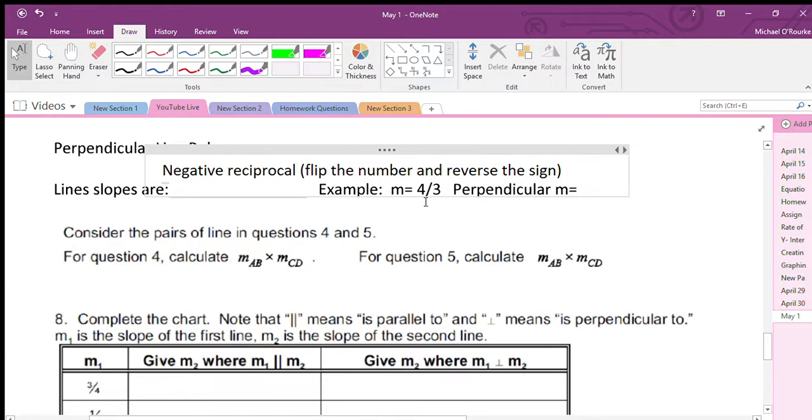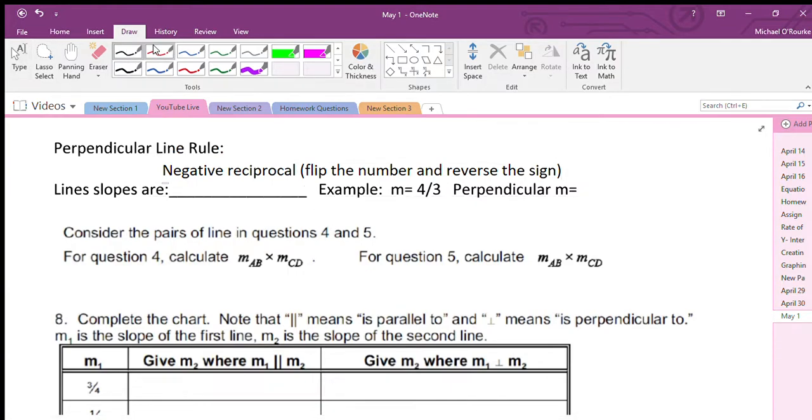So for example, if we have a slope of 4 over 3, our negative reciprocal is we're going to flip the number. So 4 over 3 changes to 3 over 4. And this here is a positive number, so we're going to make this one a negative number. So it's minus 3 over 4.